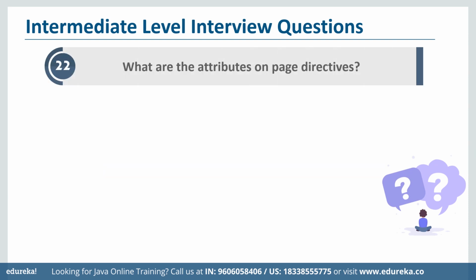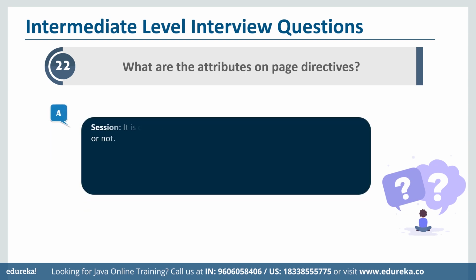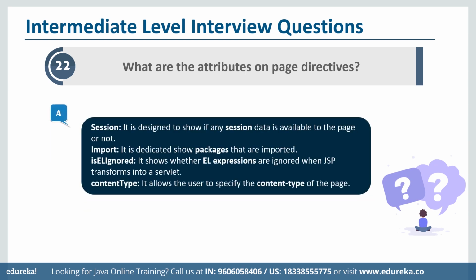What are the attributes of a page directive? The different attributes of a page directive are as follows. Session, import, isELIgnored, and finally content type. Session. It is designed to show if any session data is available to a page or not.